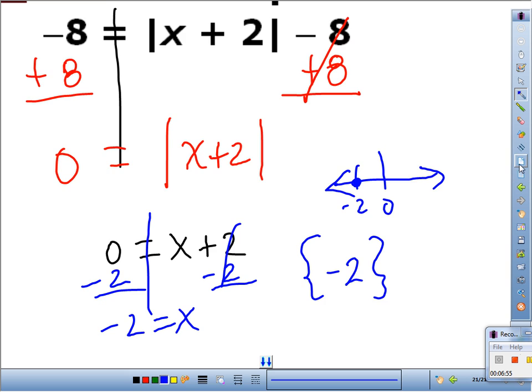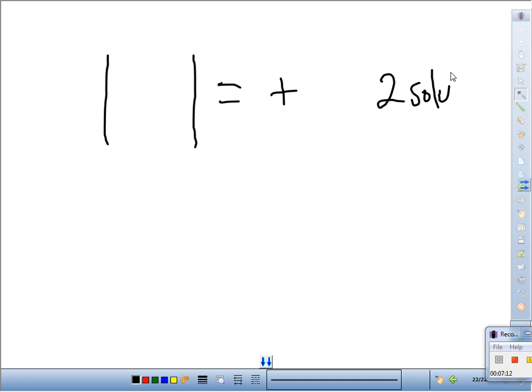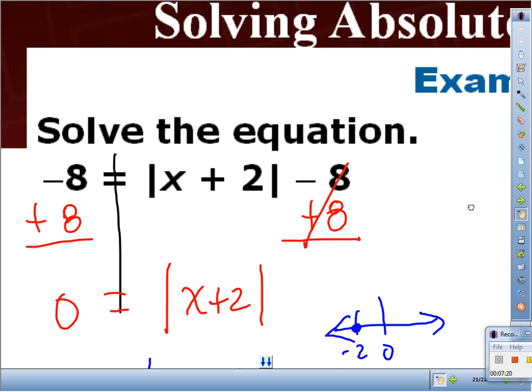For the past day, we've been doing absolute values, and we end up with, look up please, an absolute value, whatever's inside, equal to a positive number. Haven't we been getting those? How many solutions do we get when we end up with something like that? Two solutions. Write that down, please. Two solutions. And right now, we just discovered a different one, which is this one.